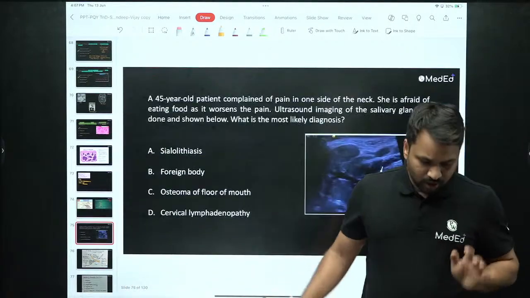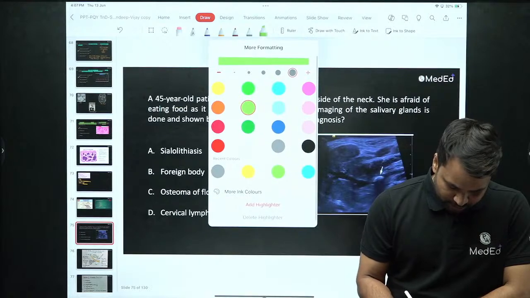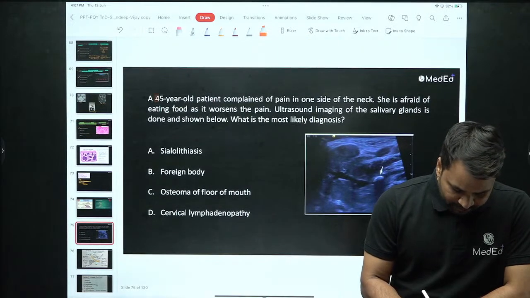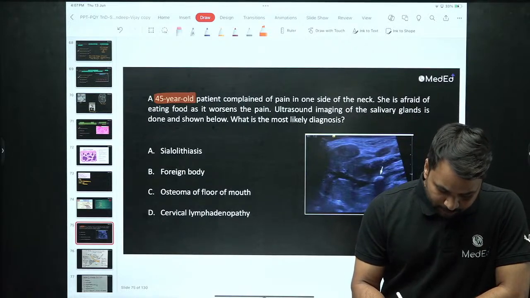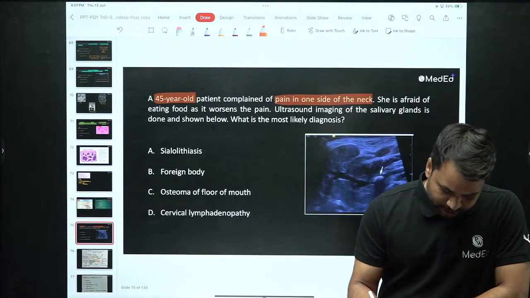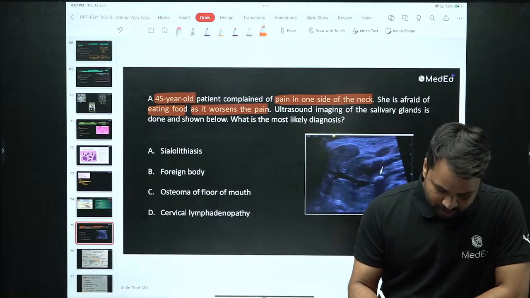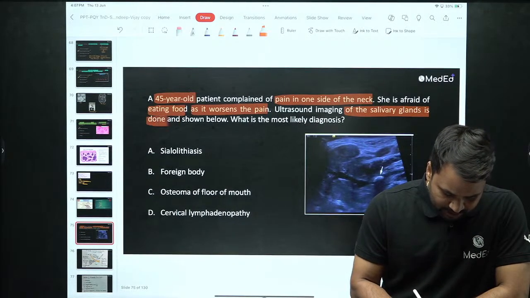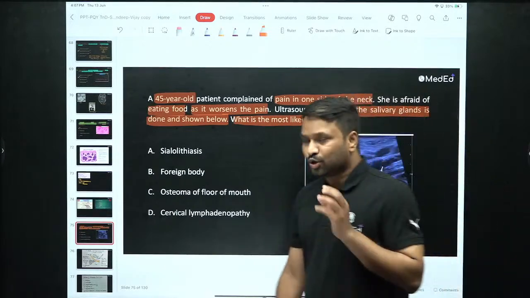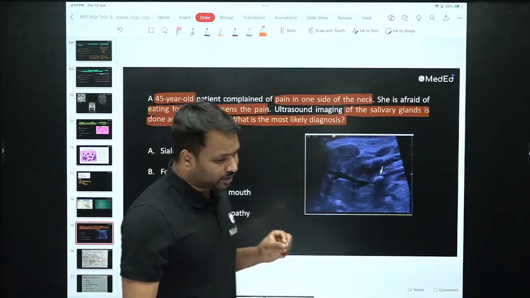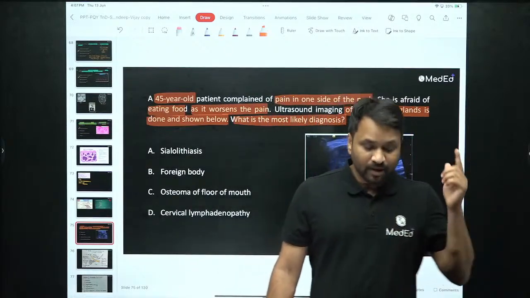So going to the next question, what do you have as the next question? Let's look through it. We have a 45-year-old patient who complains of pain on one side of the neck. She is afraid of eating food as it worsens the pain. Ultrasound of the salivary gland is done and shown below. What is the most likely diagnosis? So you have a 45-year-old patient with pain on one side of the neck. She is afraid of eating food because the pain increases.